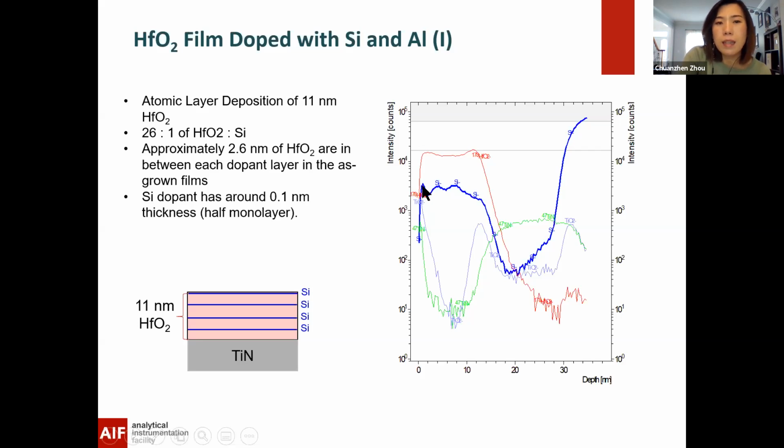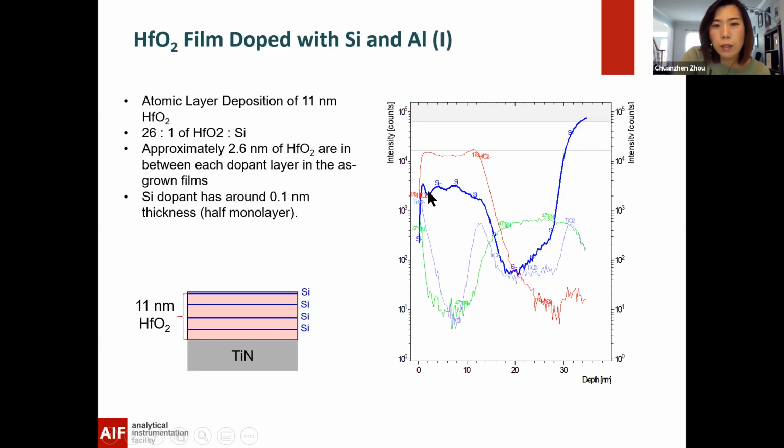So this silicon layer is actually very thin. It's probably even less than a monolayer thickness. They tried using TEM cross-section and then EDS to detect silicon, but there's nothing there because it's below the EDS detection limit. So that's why they turned to SIMS to look at the distribution and how the silicon behaves.